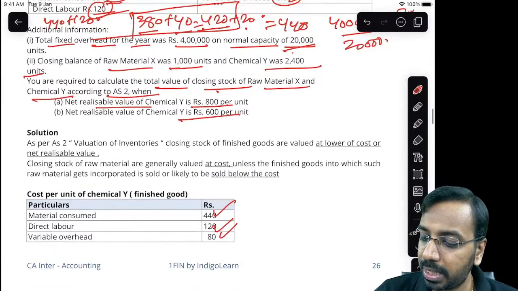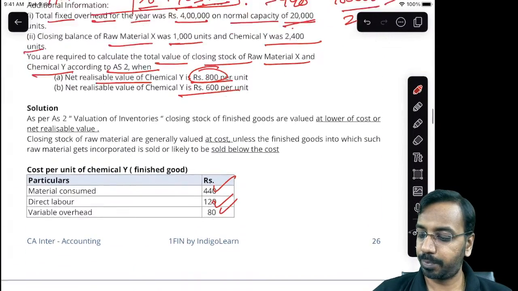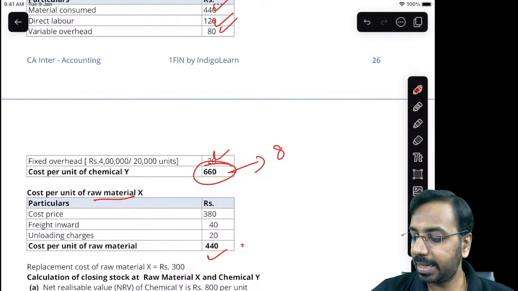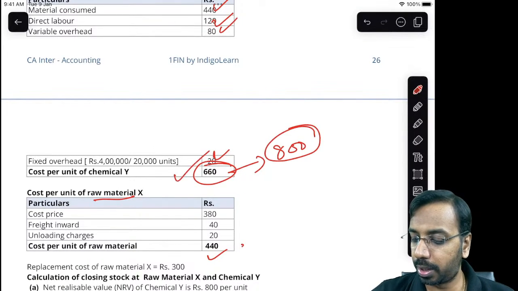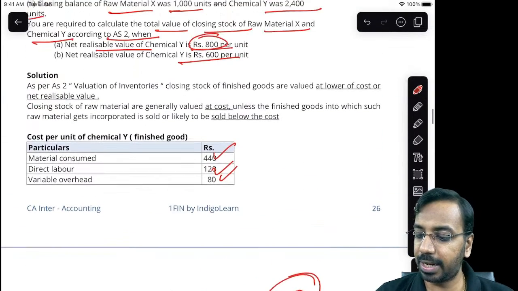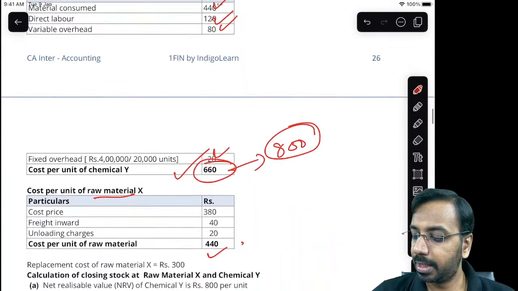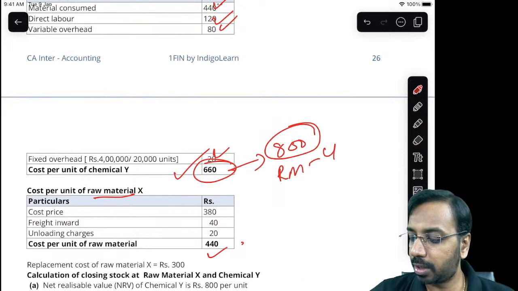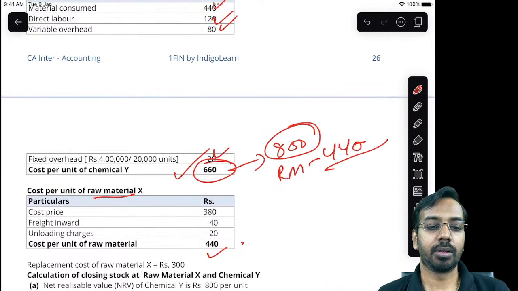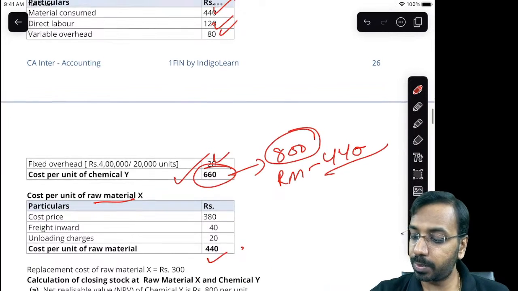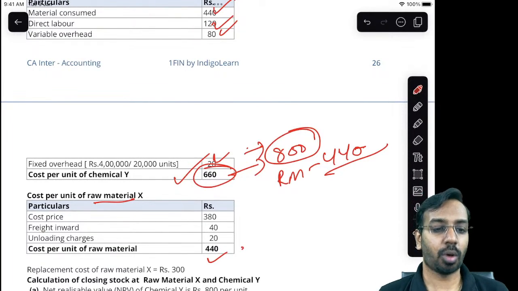Now what do we need to do? If NRV is 800, what should be the cost? 660 or 800, whichever is lower, you will take 660. So in the first scenario, you have 660. In this case, raw material will be valued at 440 only. Why? Because finished goods are being sold at greater than cost.